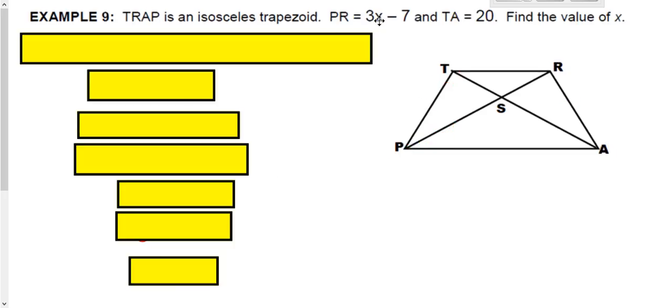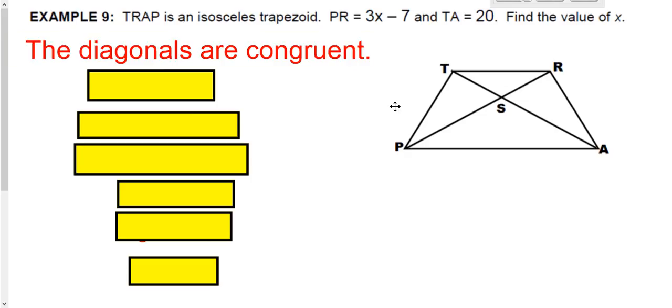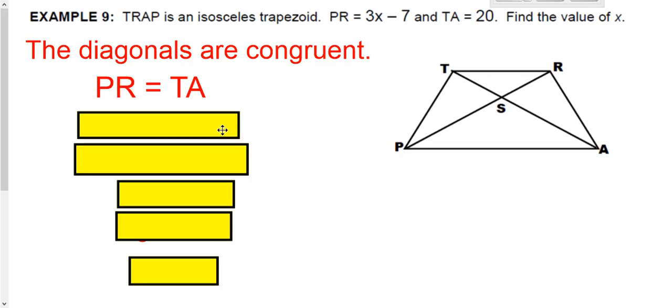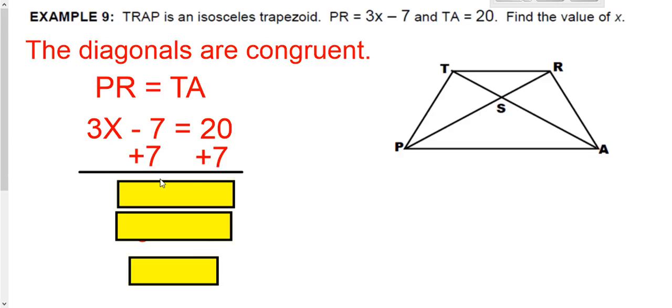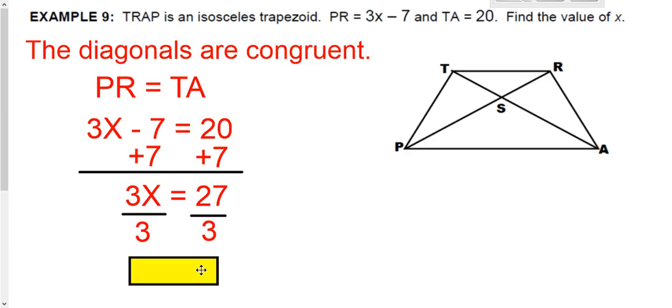Good. And I think there's one more example. Isosceles trapezoid PR. From P to R, that's one of the diagonals. T to A is the other diagonal. And what do we learn about diagonals? They're congruent in an isosceles trapezoid. So this one equals that one. So we write the equation like that. PR equals TA, where 3x minus 7 equals 20. We add 7 to both sides to get the 3x by itself, and then divide by 3, and we get x equals 9. Okay, that's it.